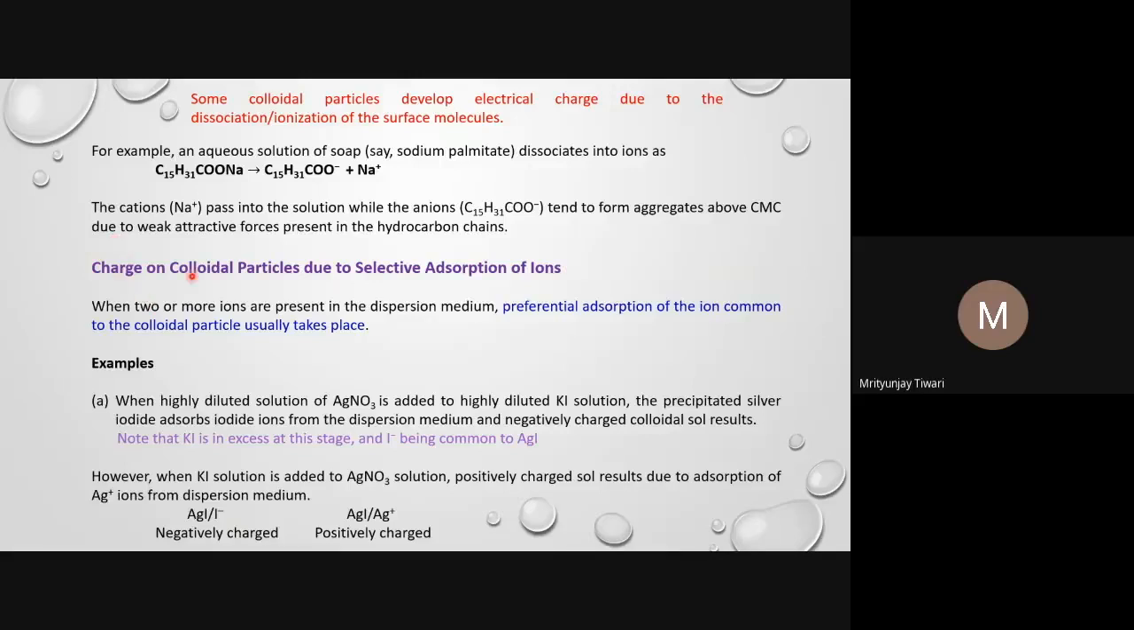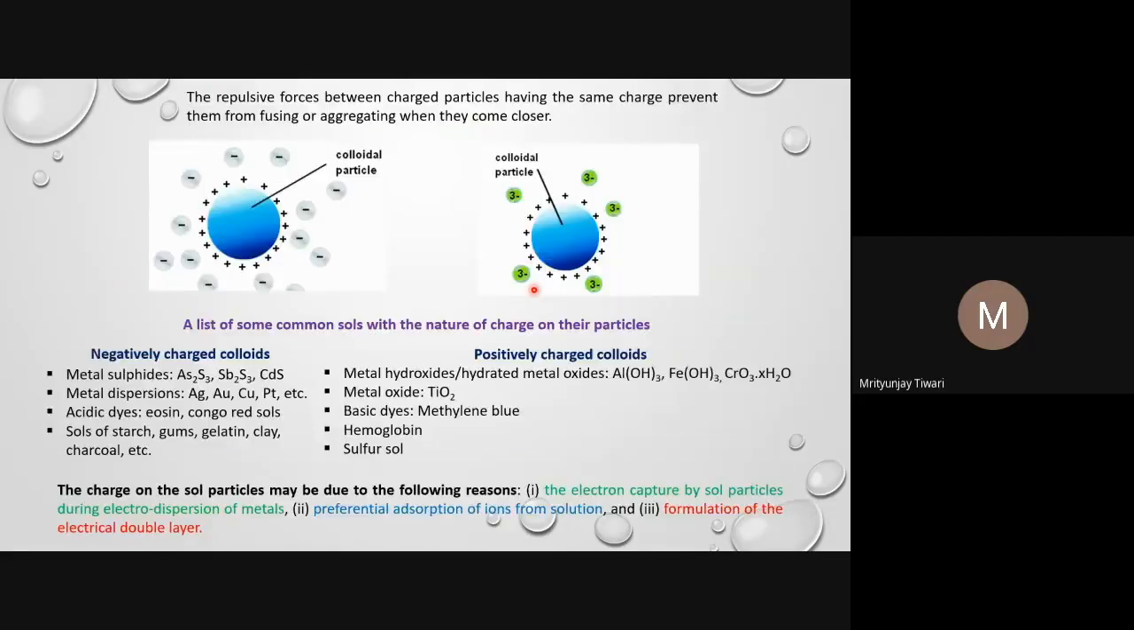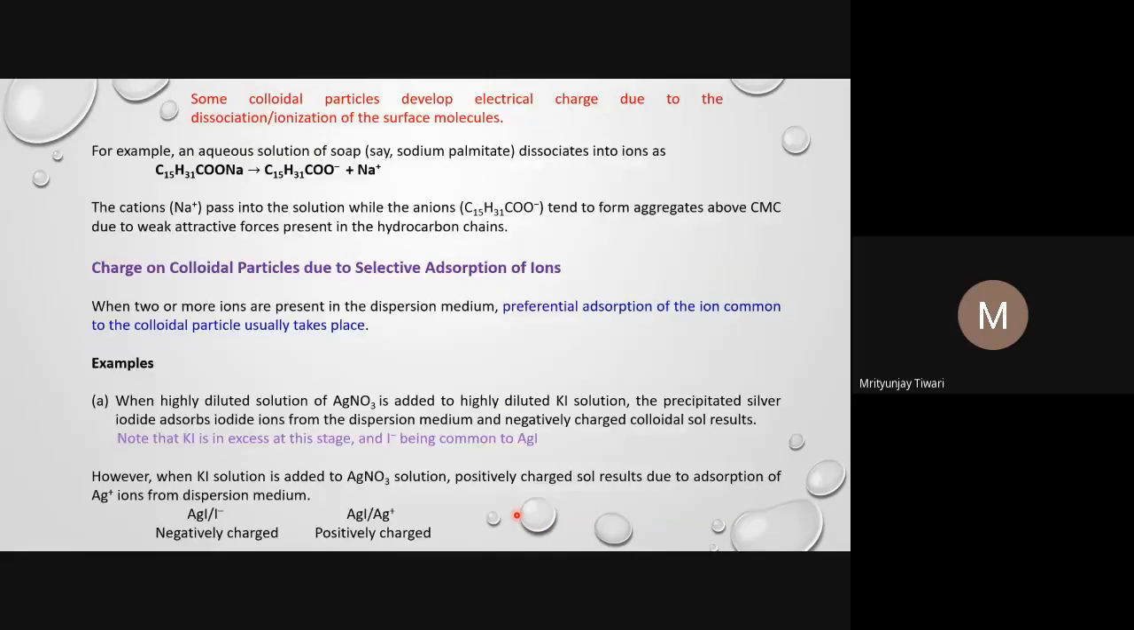So the charge on colloidal particles due to selective adsorption of ions, this is the point that we are going to see: preferential adsorption of ions from the solution, because of which some colloidal solutions also get charged.